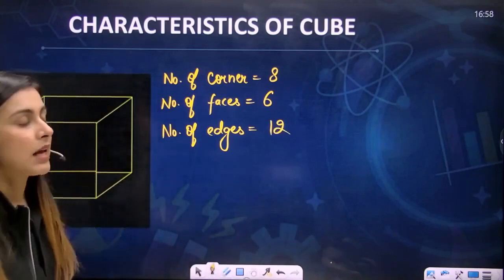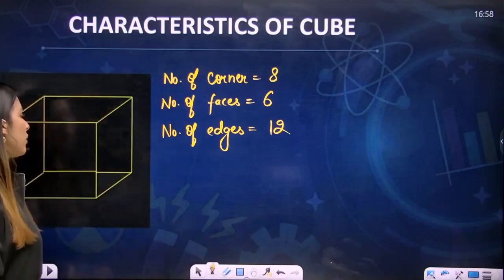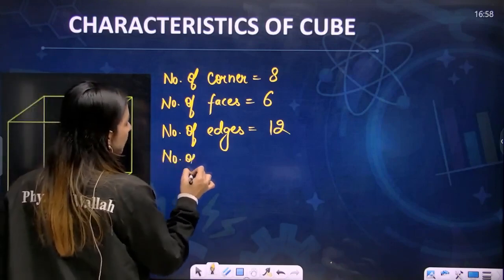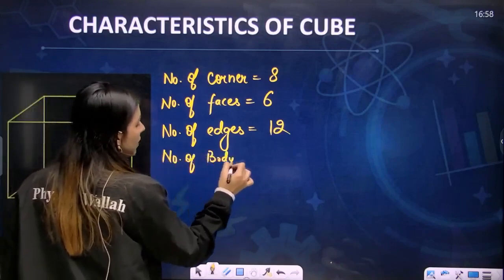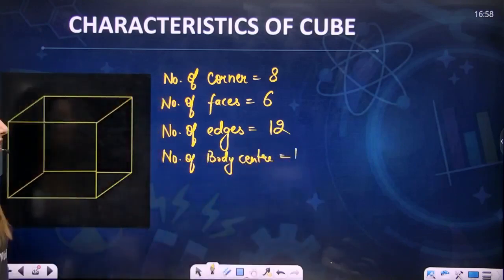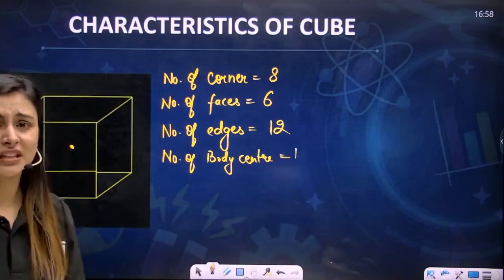Now, you know the number of corners, you know the number of faces, you know the number of edges. If I ask you the number of body centers, body center is always 1. So the body center is 1. This is your body center. Till now, everything is clear.